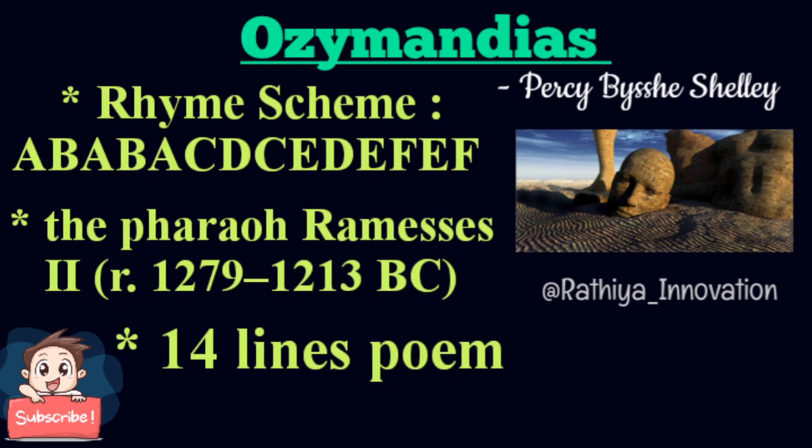The setting of the poem is the Egyptian desert, and the characters in this poem are the poet as well as a traveler. The rhyme scheme of this poem is ABABACDCEDEFEF. The poem is a form of sonnet written in modern English, and it has a loose iambic pentameter. The title itself signifies the ancient Egyptian ruler Pharaoh Ramses II, who is called Ozymandias.